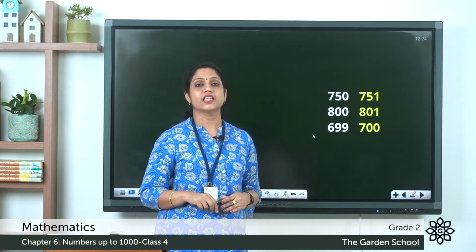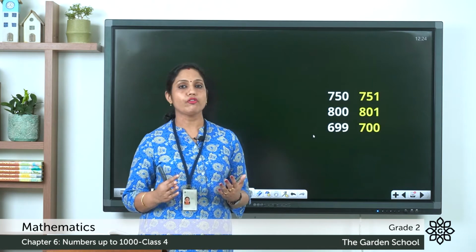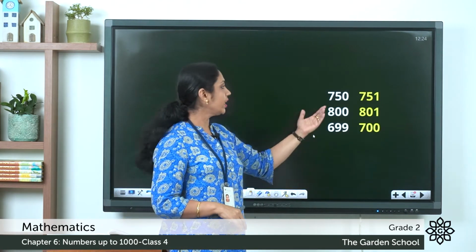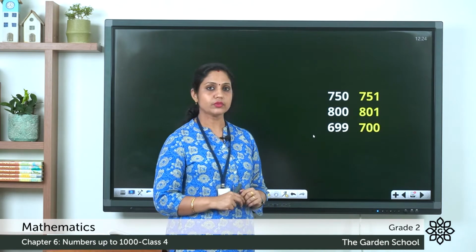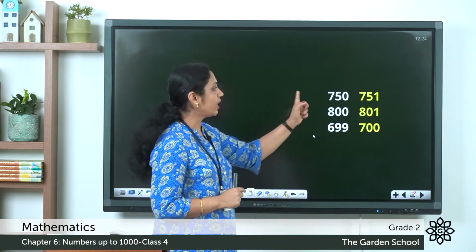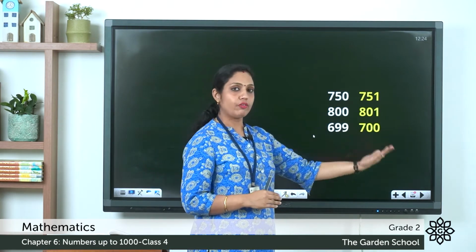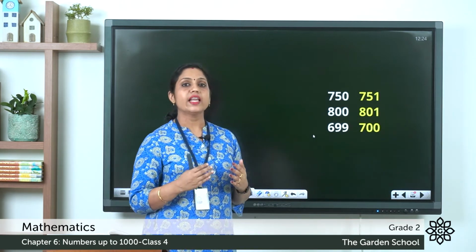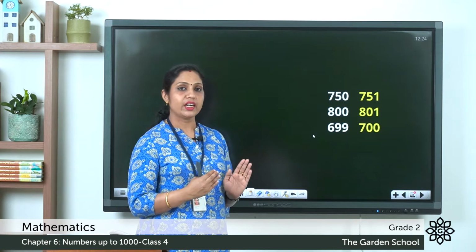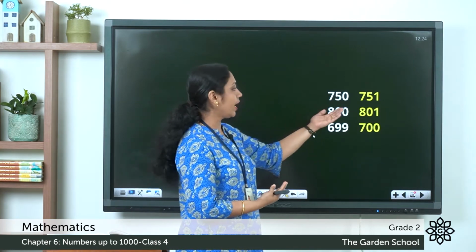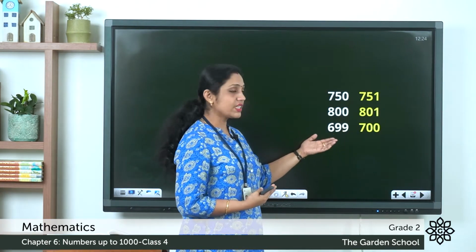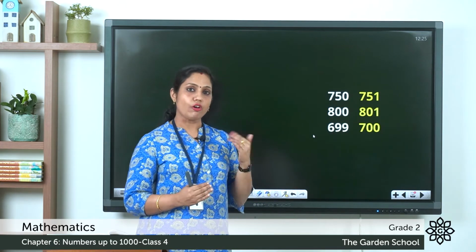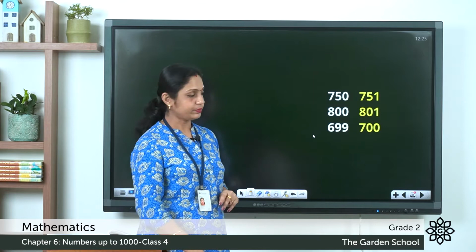Now let's learn the number that comes after a given number. Here we have 750 and 751. So we can say the number 751 comes after 750. The numbers 800 and 801. 801 comes after 800. In the numbers 699 and 700, 700 comes after 699.